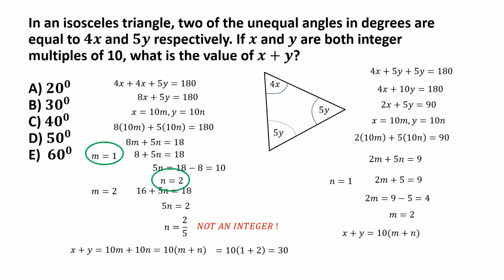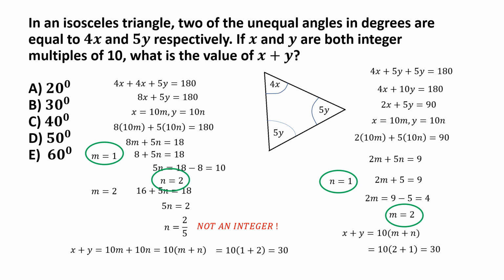And so what does this make x plus y? So x plus y, remember, it's equal to 10 multiplied by m plus n, and in this case m plus n is 2 plus 1, 3. So if we substitute those values of m and n, we still get 10 multiplied by 2 plus 1, which comes to 30.